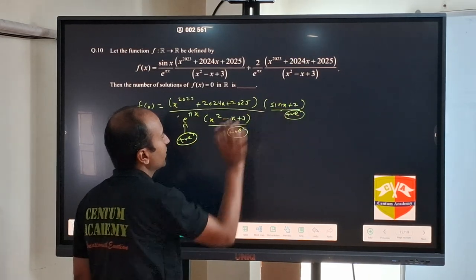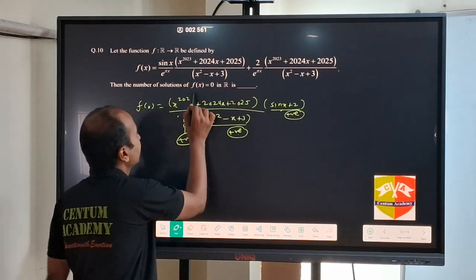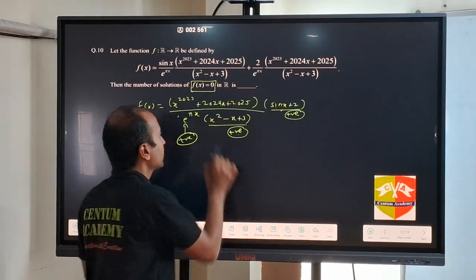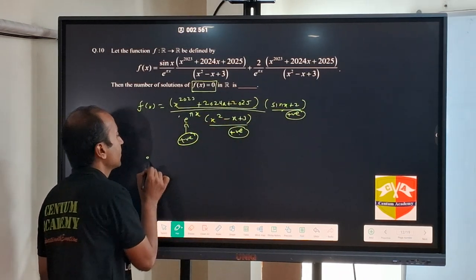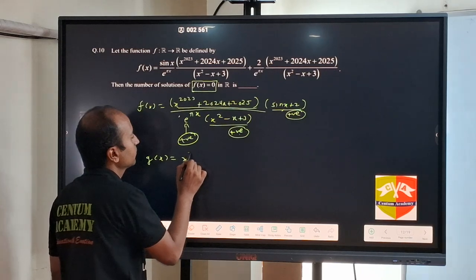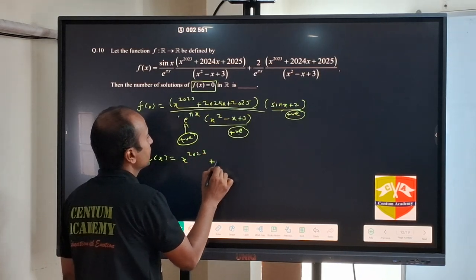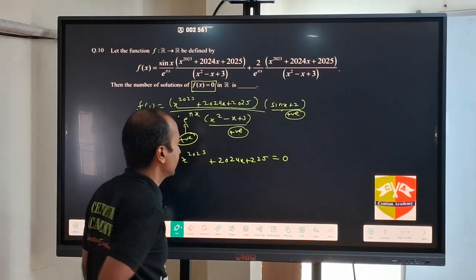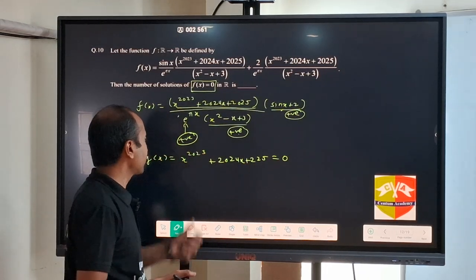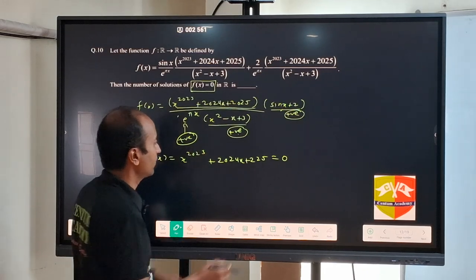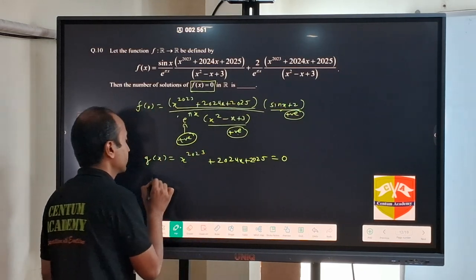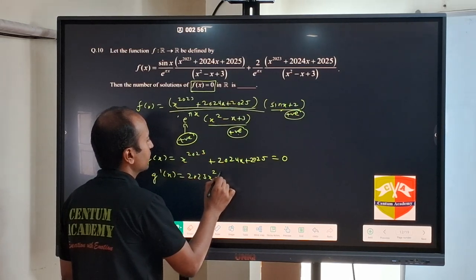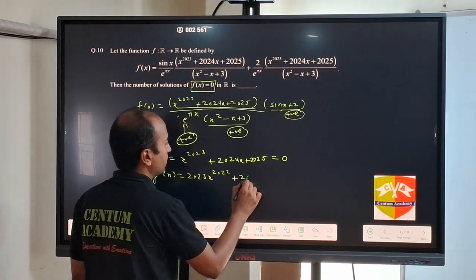So these three won't give us any useful scenario, and we want to find the number of solutions of f(x) equals 0. So the only function which can make it 0 is this polynomial. So let me take it separately. Let me write it as g(x) equals x power 2023 plus 2024x plus 2025. And if I put it equal to 0, let us find the nature of this function g(x). How are we going to do that? Let us differentiate it. So g dash of x will be 2023x raised to the power 2022 plus 2024.